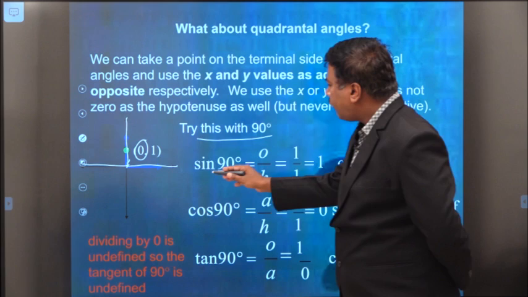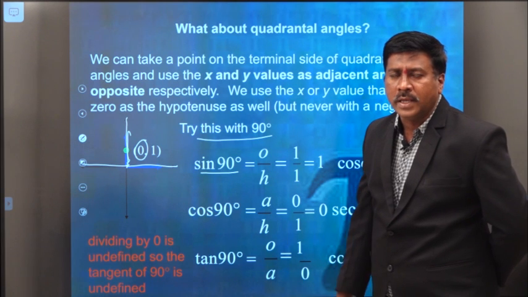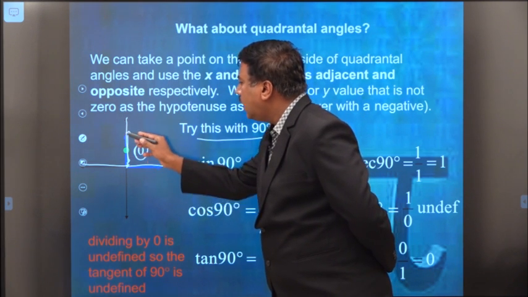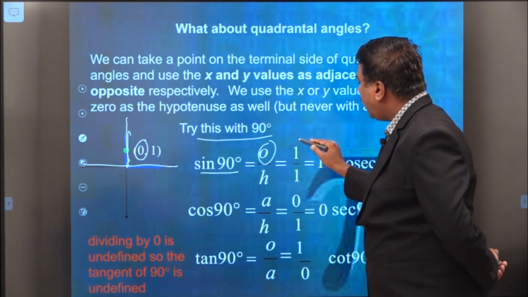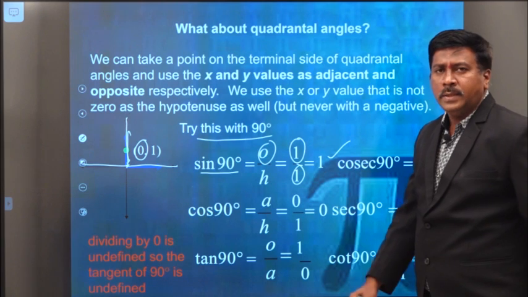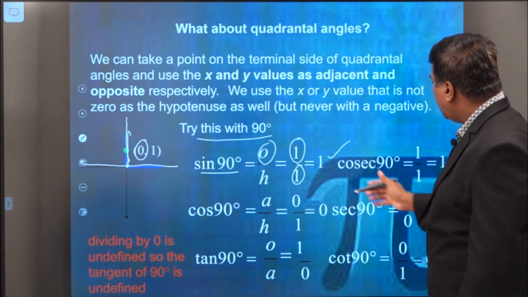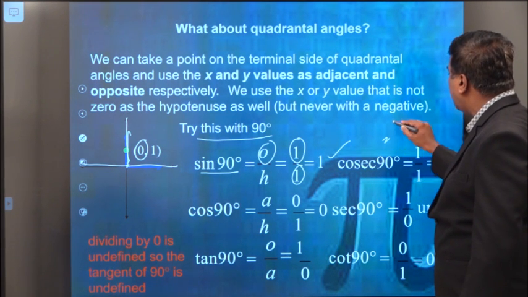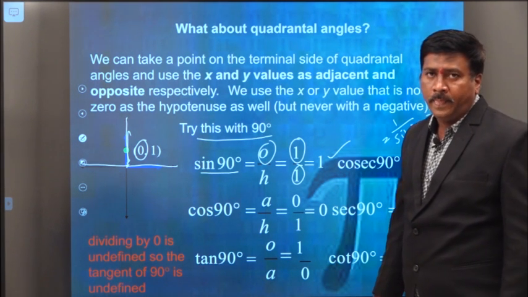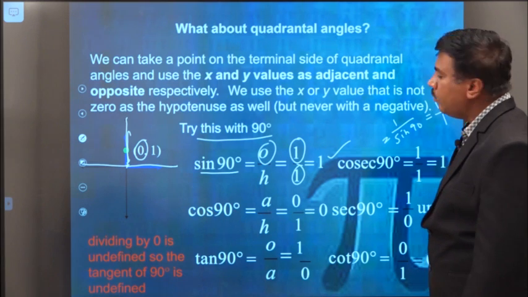Because the point lies on the y-axis, sine 90 degrees is equal to, what is the formula we learned previously, opposite side by hypotenuse. Opposite side for this 90 degrees is 1 and the hypotenuse value is 1. Therefore, that value is equal to 1. Similarly, cosecant 90 degrees is the reciprocal of sine, so cosecant of 90 degrees is equal to 1 by sine 90. That means hypotenuse by opposite side. Here also it is 1 by 1, that is equal to 1.